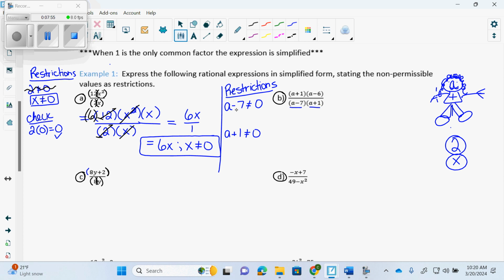This one I'm going to add 7 to both sides. And A can't equal 7. That's one of my restrictions. This one I'm going to subtract 1 from both sides. And A can't equal -1. So my restrictions are A can't equal 7, -1. They'll put them together.